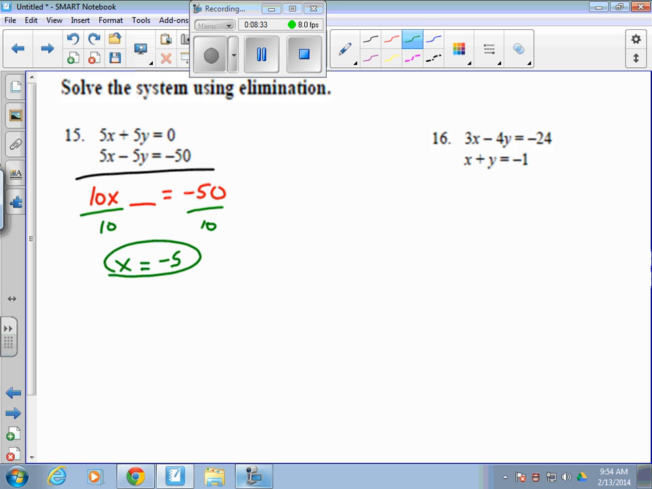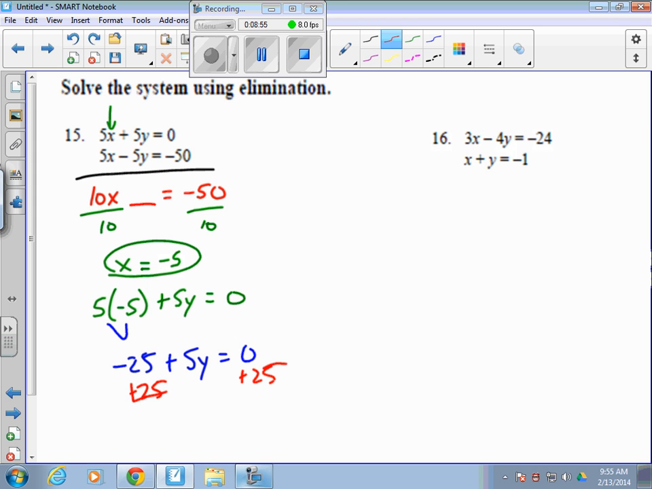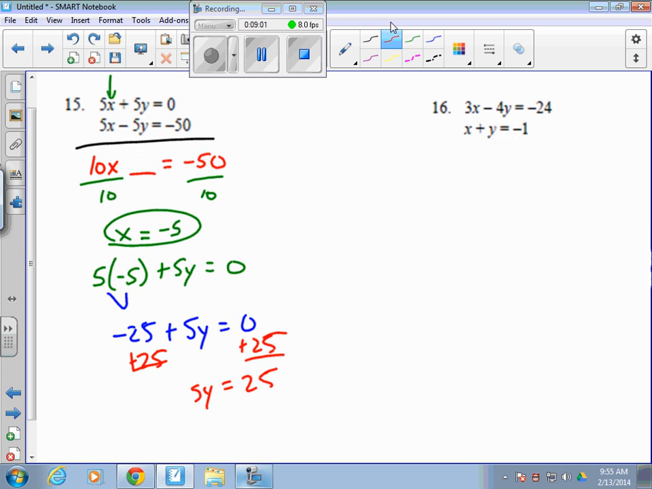Take that value, negative 5, and in place of x in one of the first equations, we'll just use the first one, plug it in. So instead of 5 times x, 5 times negative 5 plus 5y equals 0. 5 times negative 5 is negative 25 plus 5y equals 0. Get rid of the negative 25 by adding it to both sides. And 5y equals 25. In order to get y by itself, divide by 5. So y is 5. So you have x equals negative 5, y equals 5. X comma y, negative 5 comma 5, written as an ordered pair.